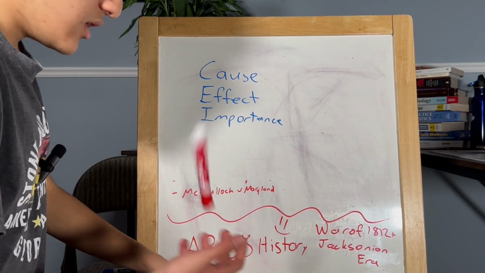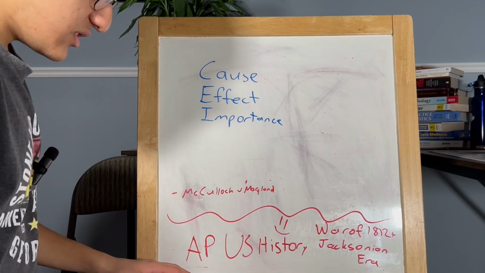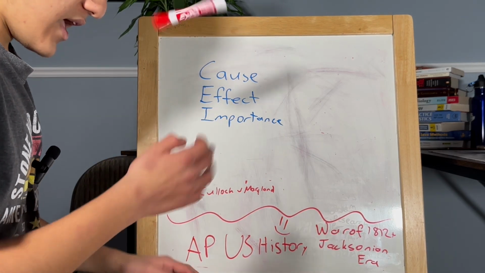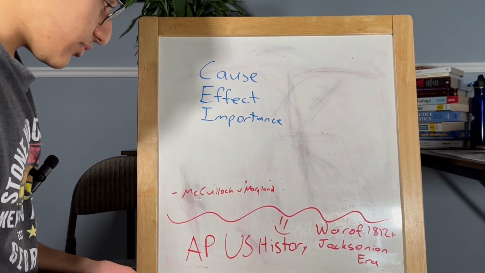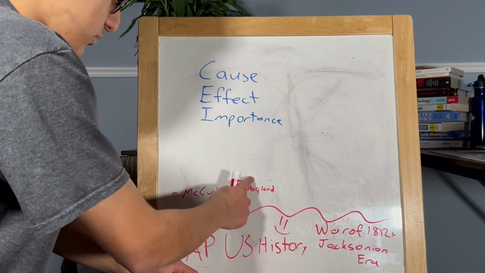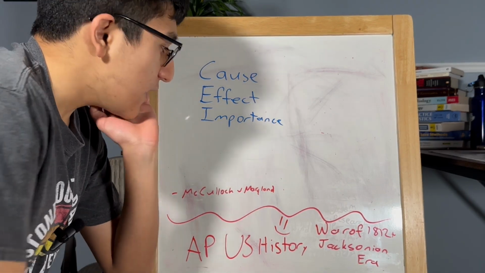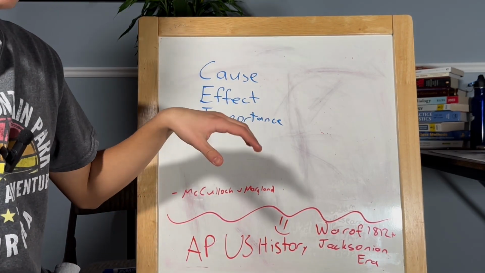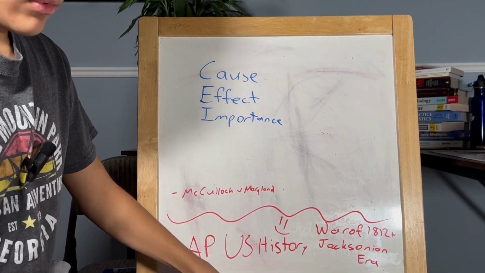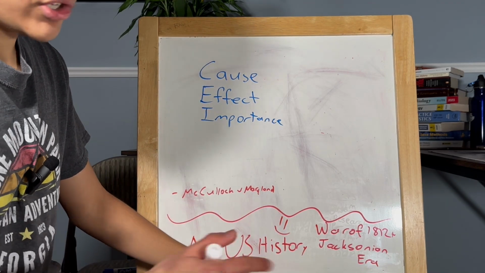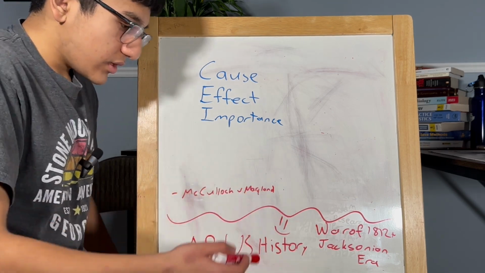So the Marshall Court. Basically, the cause of this one is the Second National Bank is passed, and the country doesn't know what to do. Maryland, the state bank, tried to tax the national bank, and the national bank refused. I think it was specifically the Baltimore branch. That doesn't really matter.